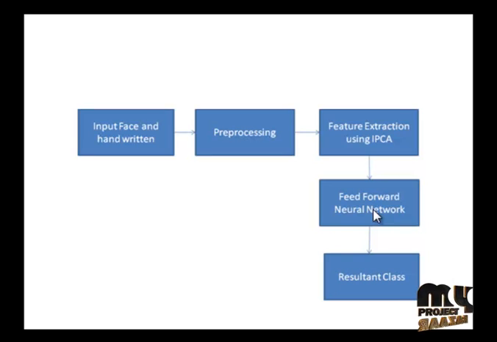A class of statistical models may be called neural if they consist of a set of adaptive weighted numerical parameters that are tuned by a learning algorithm and are capable of approximating nonlinear functions of their input. The adaptive weights are conceptually connection strengths between neurons, which are active during training and prediction. The output is given into the resultant class.